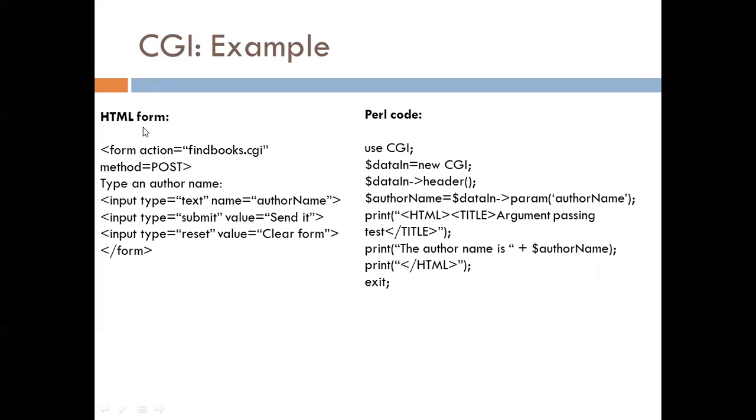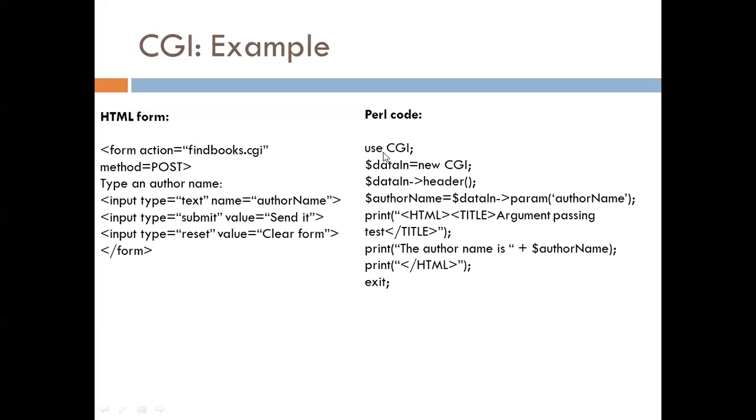In order to complete an HTML file, we must include various tags like the HTML tag, body tag, and header tag. When the submit button is clicked, the control will get transferred to findbooks.cgi. In findbooks.cgi, there is a Perl code written. Perl is another language for this.